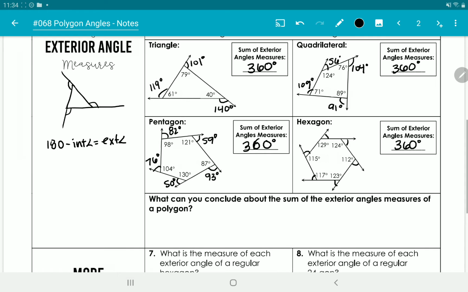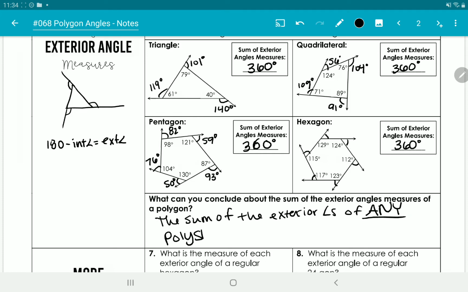So after looking at a triangle, a quadrilateral, a pentagon, and a hexagon, I think we can say that the sum of exterior angles of any polygon, any closed shape like that, is always going to be 360 degrees.